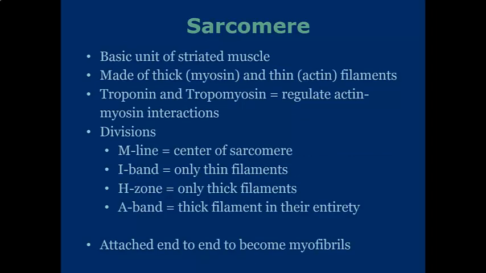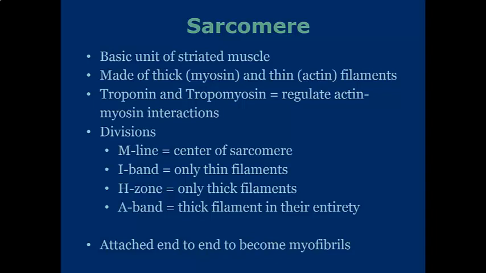The functional unit of a muscle is the sarcomere, which is the base unit of a striated muscle. It is made of myosin and actin filaments. Troponin and tropomyosin are what regulate actin-myosin interactions. The divisions of the sarcomere are as follows. The M line is in the center, the I band is the thin filaments, H zone being the thick, and A band being the thick filaments in their entirety.